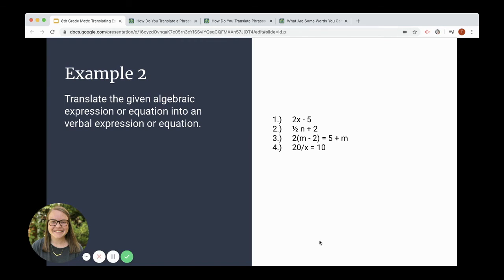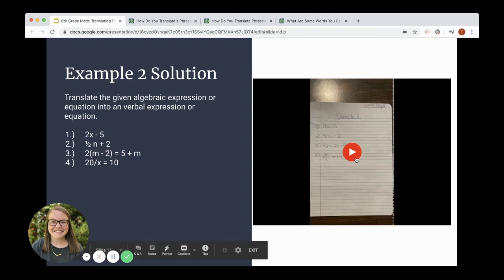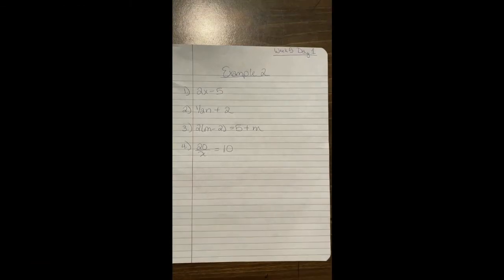And now moving on to our solutions here. All right, let's look at example number 2. Here you had to change these into verbal expressions and equations. There's no one right answer here, so I'm going to give you at least 2 examples for each one of possible solutions. Number 1, you could have had twice a number minus 5. You could have had 5 less than twice a number. Those are both good answers.